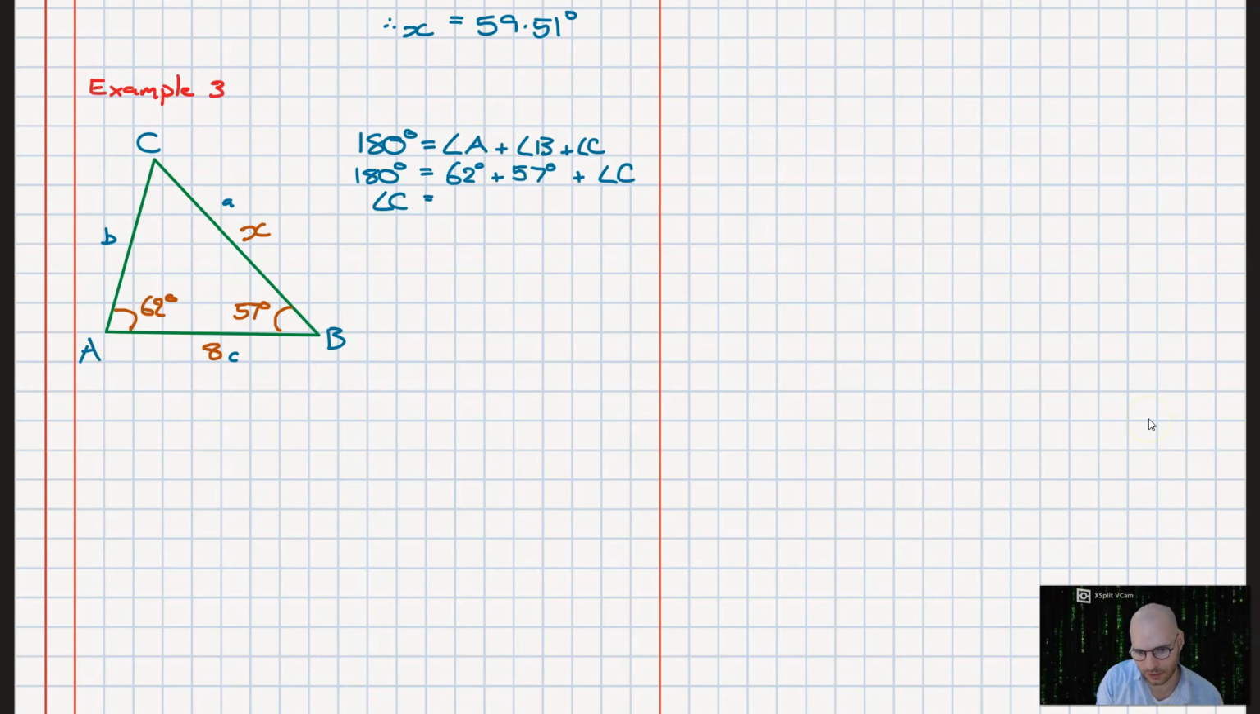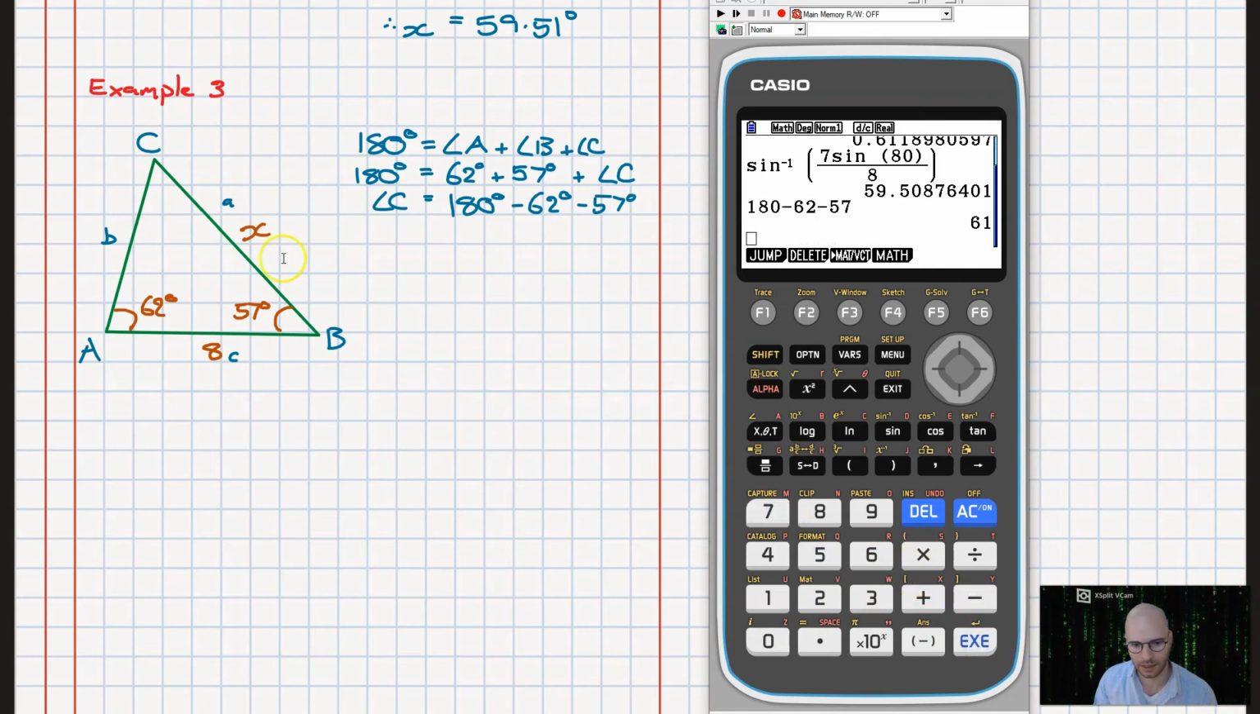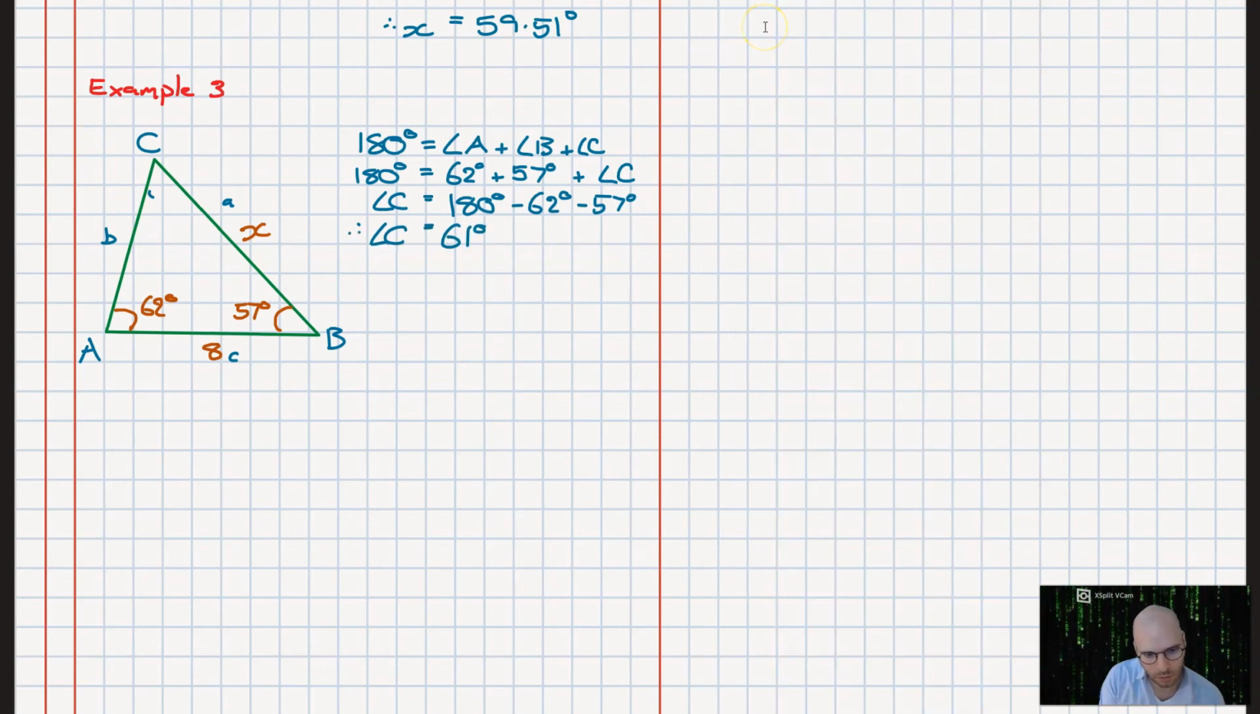Now, we won't add them, we'll just rearrange it. We'll go angle C is equal to 180 take 62 take 57. And thus, if we bring up the calculator for our first calculation, we go 180 minus 62 minus 57. And thus what we find is our angle C is equal to 61 degrees. So we can put that in there. Now that we know the angle for C, which is 61 degrees, we can start solving this problem.